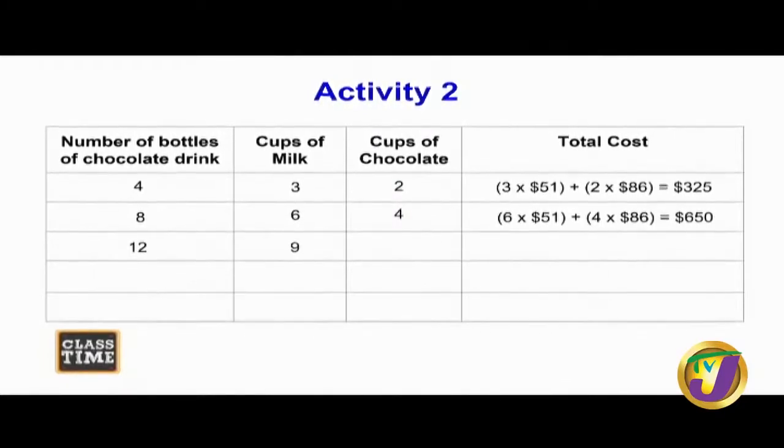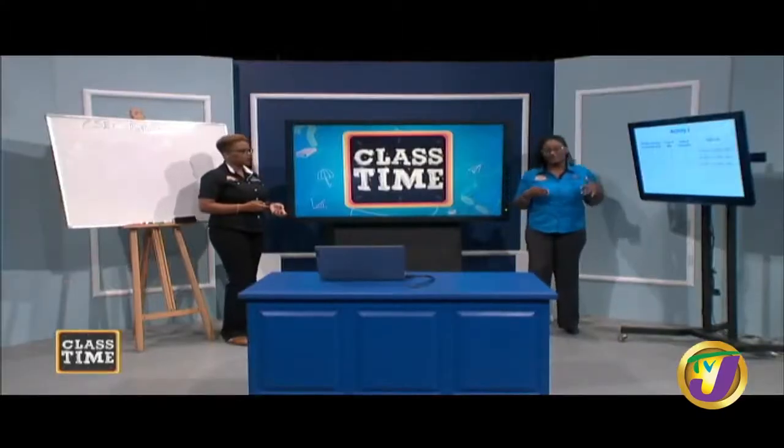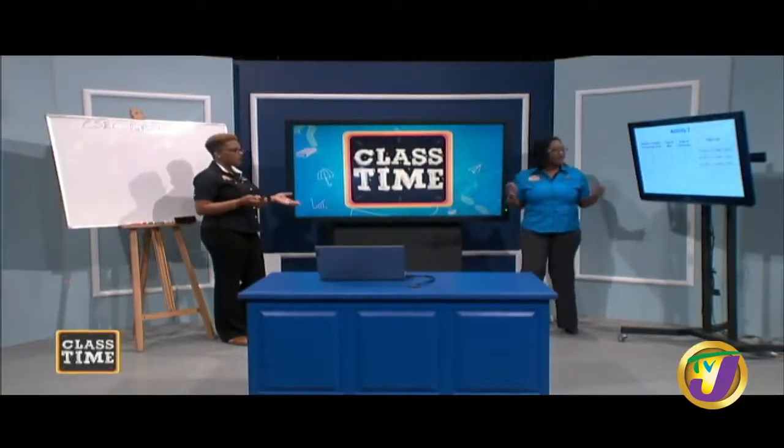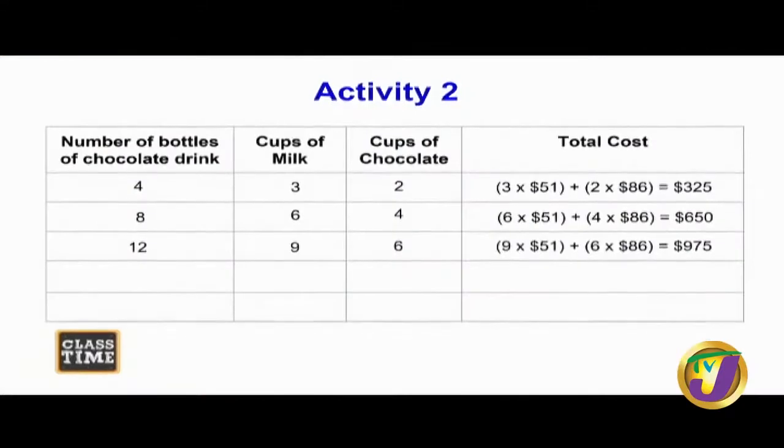All right, so we can fill in 9 cups of milk, 6 cups of chocolate, and I'm expecting that this is going to be 3 times whatever was the original. So $325 multiplied by 3. All right, so I think we're getting the idea. I think we can fill our table a little bit quicker now, and let's look at what's happening.